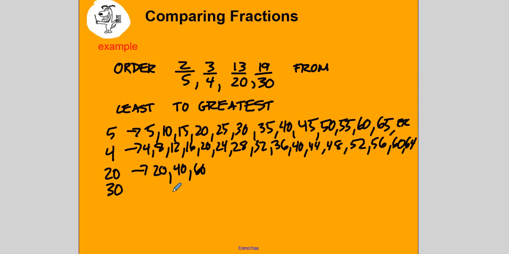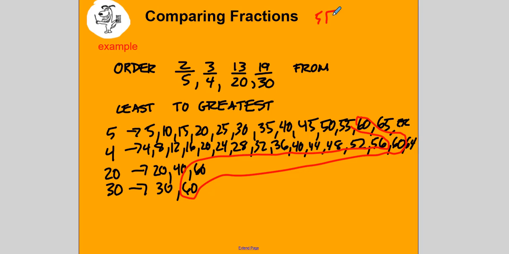So 60 is looking pretty good here, and then 30 and 60. So this is a very lengthy way to do it, but I'm demonstrating why this works. So 60 is going to be our least common denominator or multiple here. Again, notice that 5 goes into 60 12 times. 5 goes into 6 once. Bring down the 0. 5 goes into 10 twice. 2 times 5 is 10.